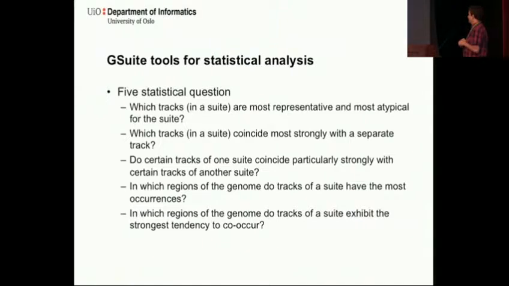For the statistical analysis of collections, first I would like to mention that the whole system is developed as a big collaboration with a lot of biologists and statisticians, and with their input we have created 5 generic statistical questions that can be asked about collections of genomic datasets, beginning with asking which tracks in a suite are most representative and most typical for the suite. A useful example would be to find an outlier in your set of replicates of experimental tracks.